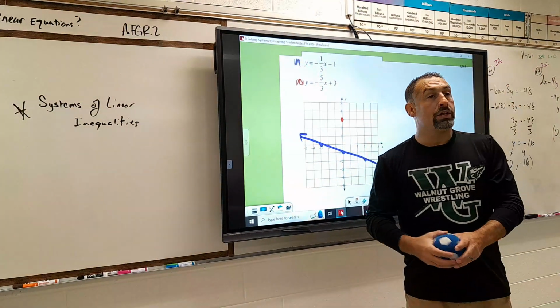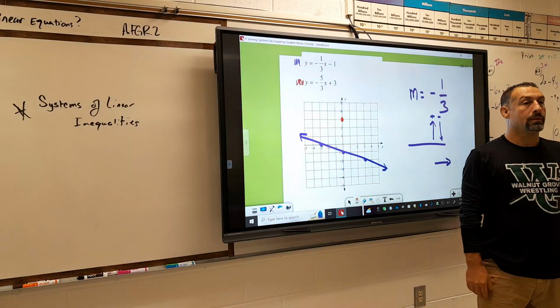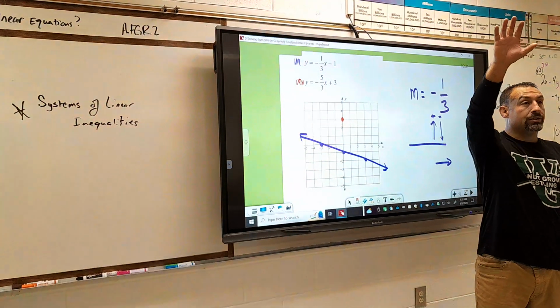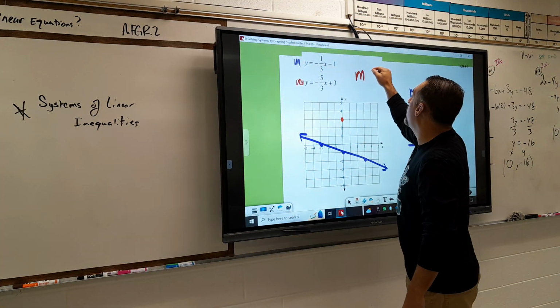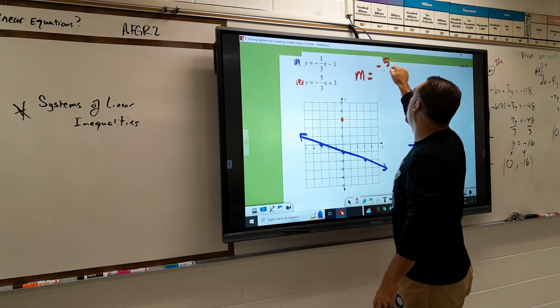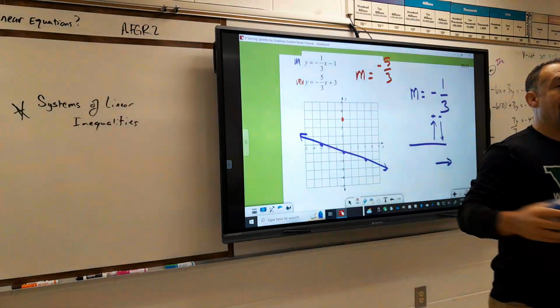Okay. What is the slope number, Alex? Nice. Negative 5 over 3. So we know that the slope for the red one is negative 5 over 3. How do I travel using that?